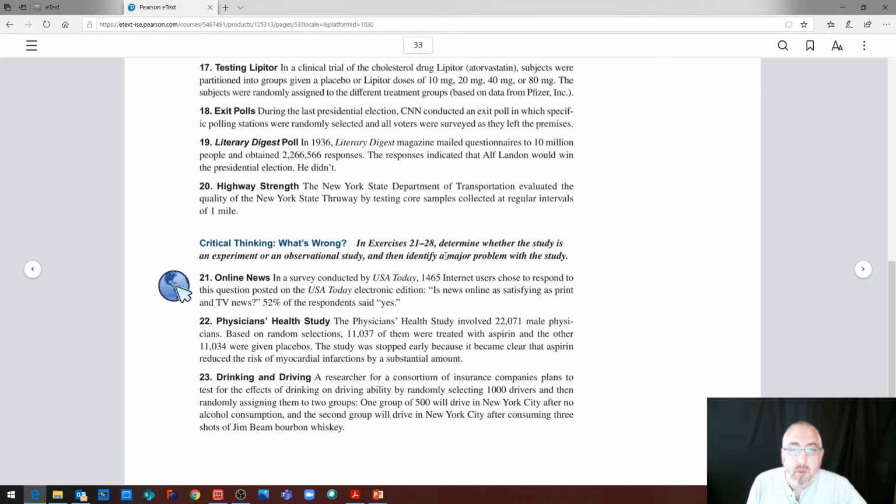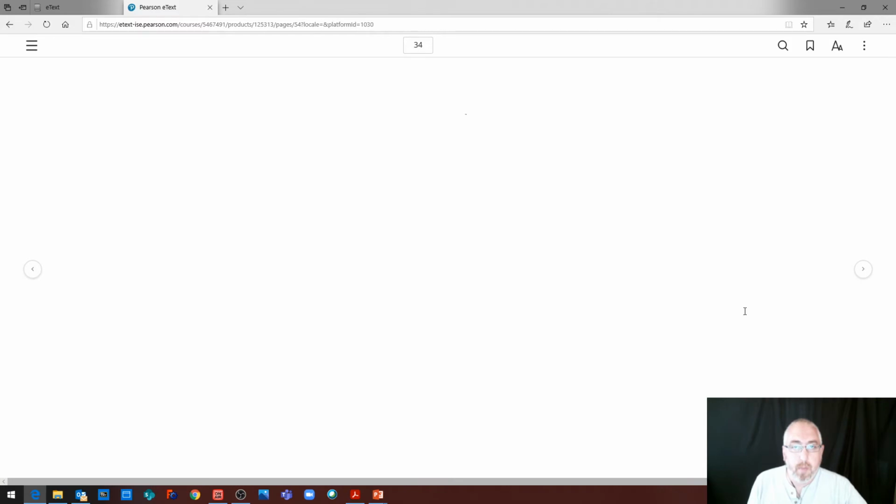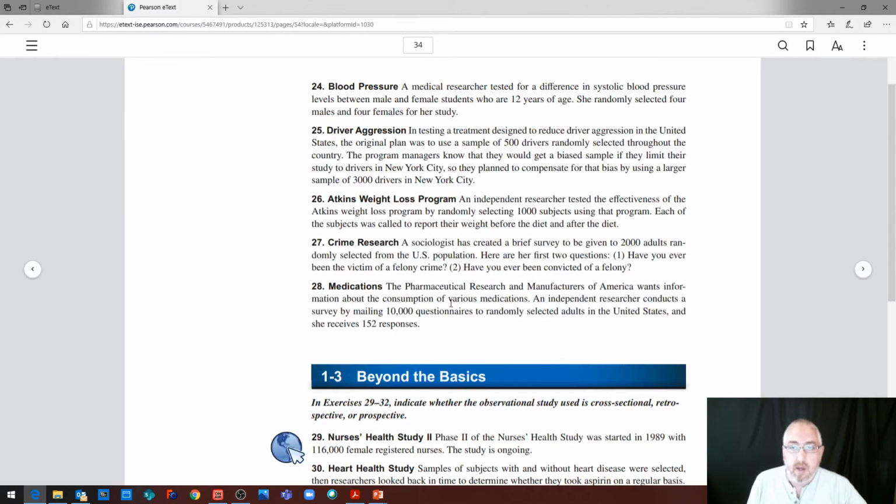In exercises 21 to 28, determine whether the study is an experiment or an observational study, and then identify a major problem with the study. Okay, so let's go back and look at it again. So pharmaceutical researchers want information about the consumption of various medications. An independent researcher conducts a survey by mailing 10,000 questionnaires to randomly selected adults in the United States, and she receives 152 responses. So first we have to determine, is it an experiment or is it an observational study?